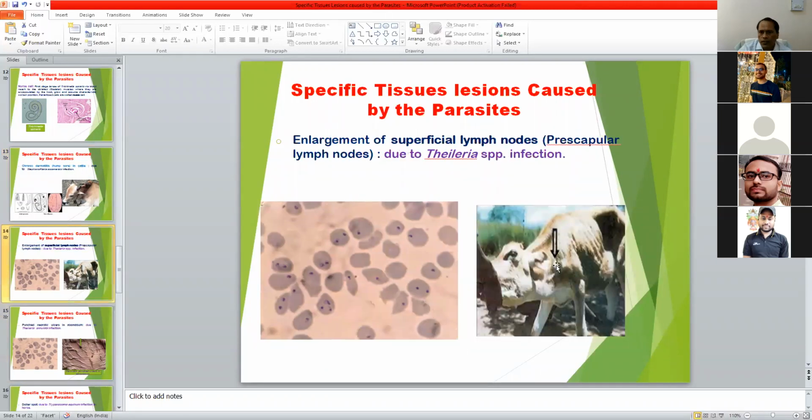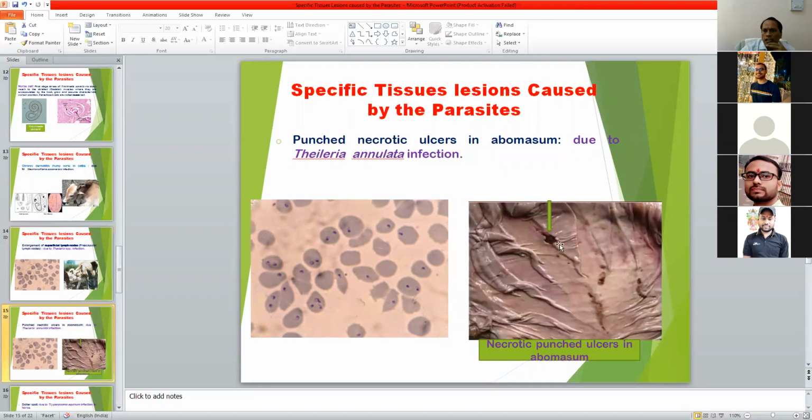Then enlargement of superficial lymph node. I have told previously, during Theileria infections, enlargement of the pre-scapular lymph node, the lymph node beside the scapula, occurs. Theileria is a hemoprotozoan parasite. Another postmortem lesion found during Theileria annulata infection is punched-out necrotic ulcers. Punched-out necrotic ulcers are found in the abomasum. That is an important postmortem lesion found after death in Theileria annulata infection.